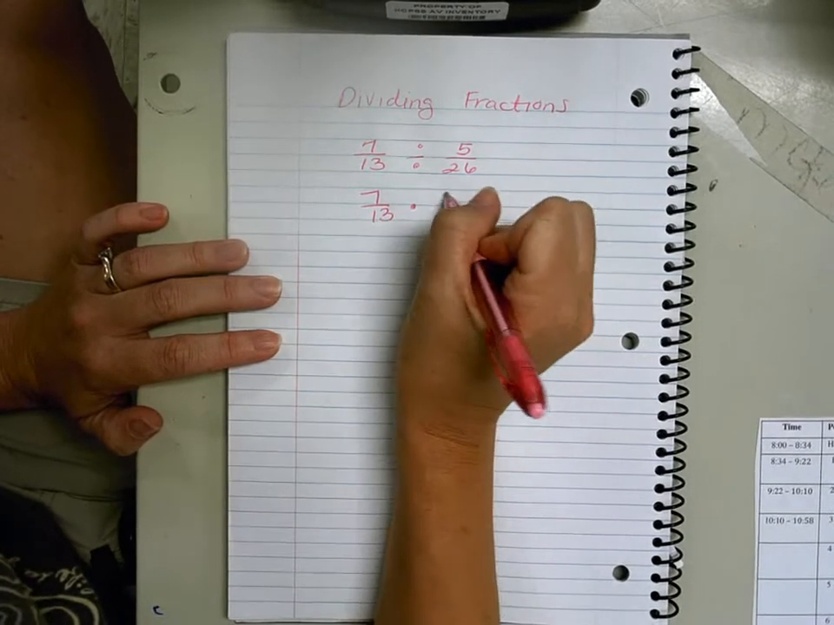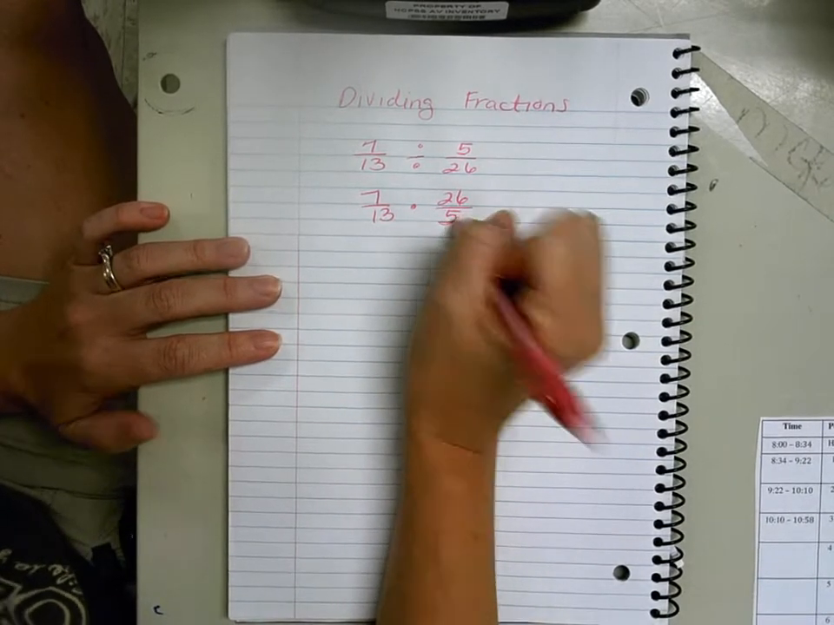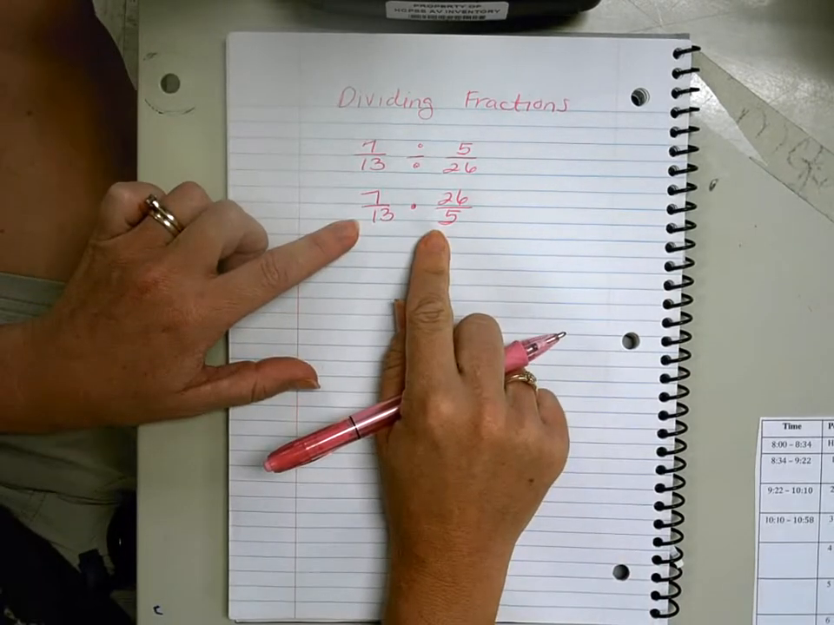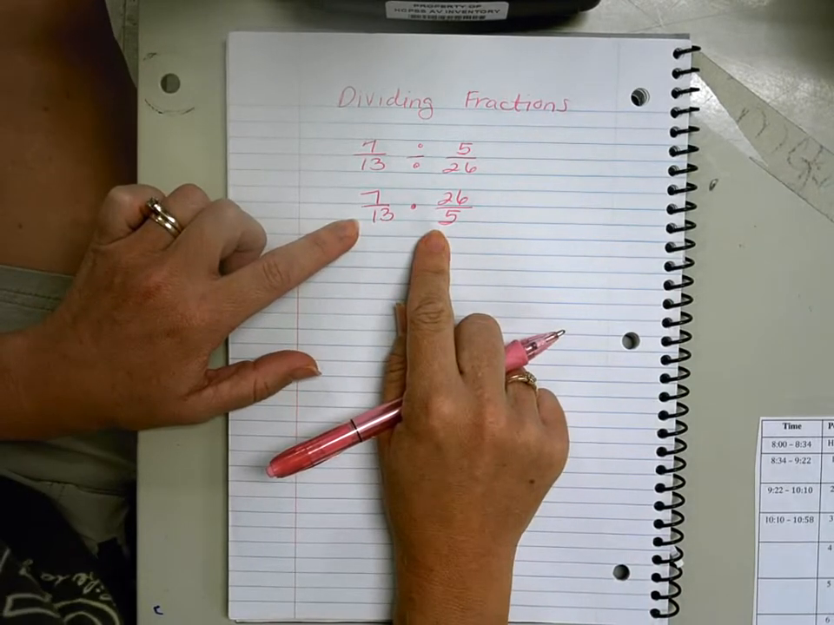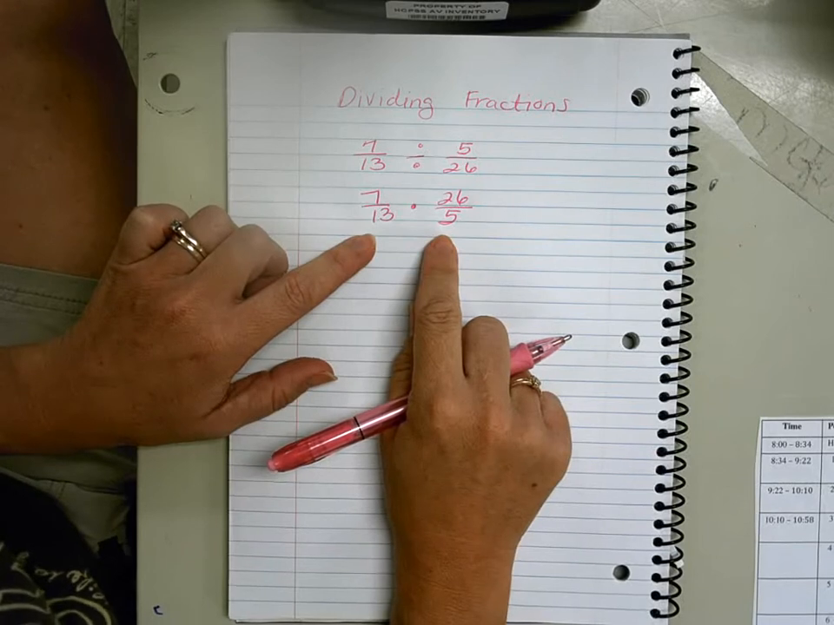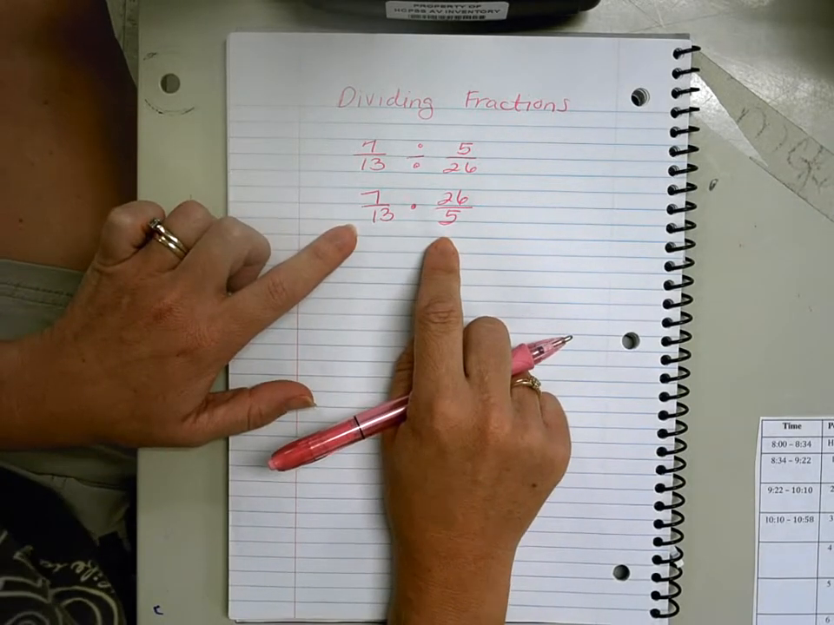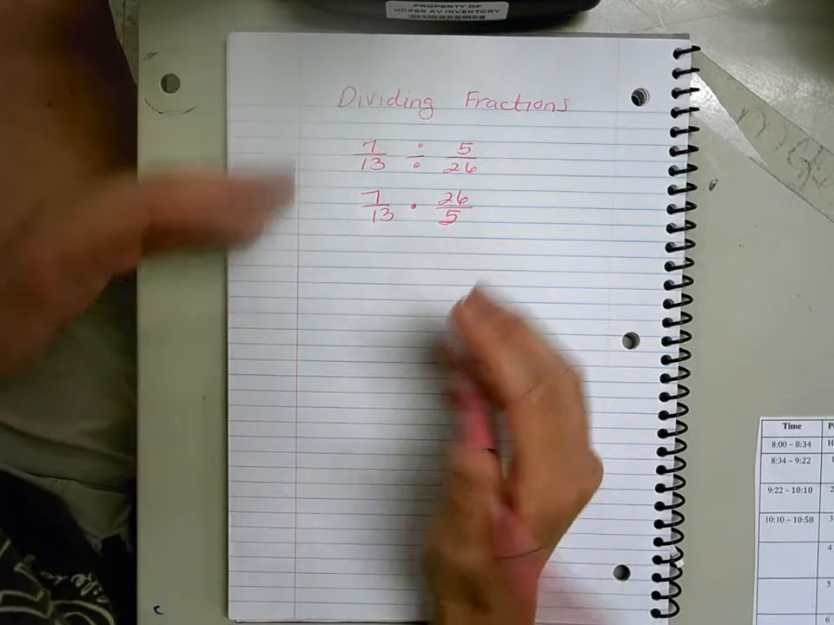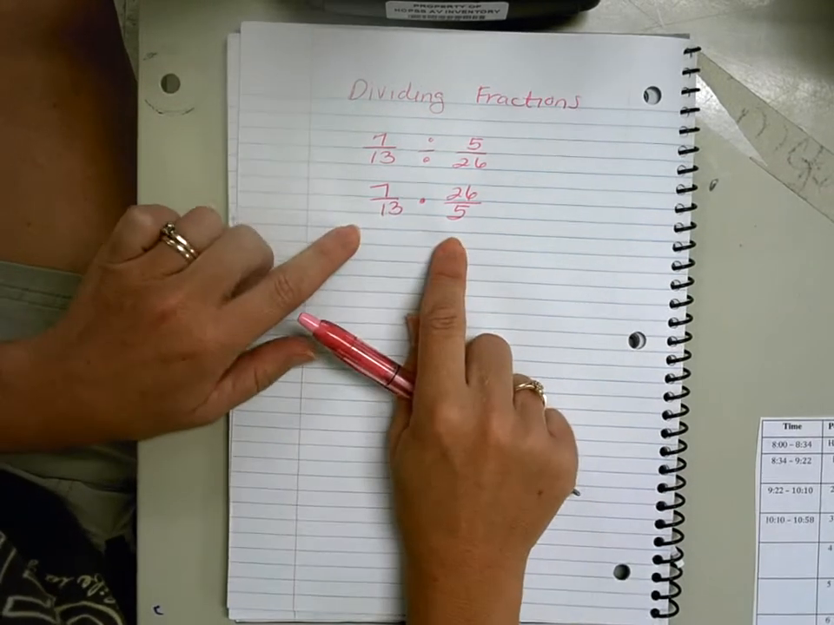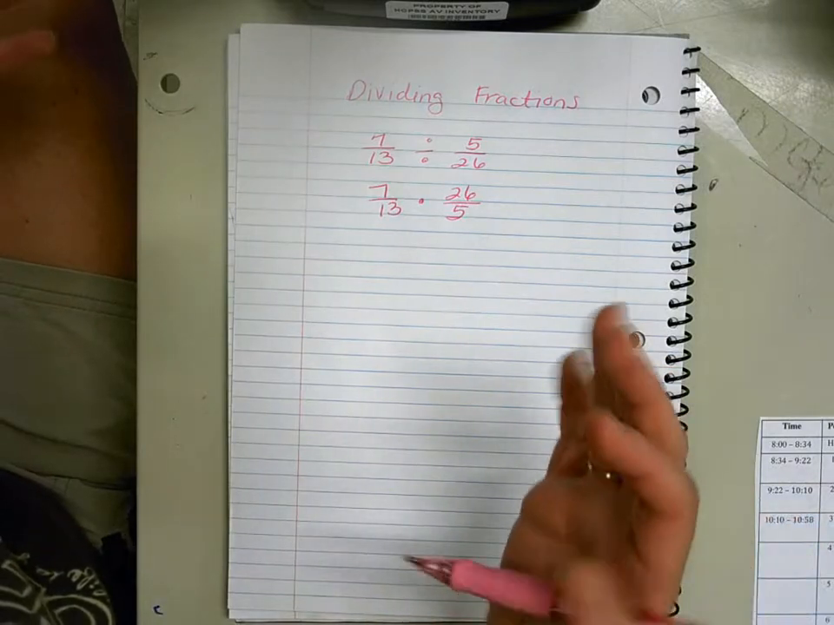We keep 7/13, and then we'd multiply by 26/5. But this problem is still rather difficult. And the bigger question is, why do we do that? Most students will tell us, because my teacher told me. And again, our elementary school teachers do a great job. Students come to school, they understand this strategy, but they don't really understand why.